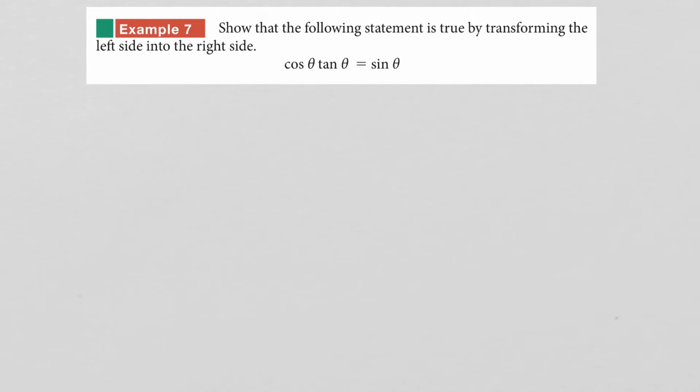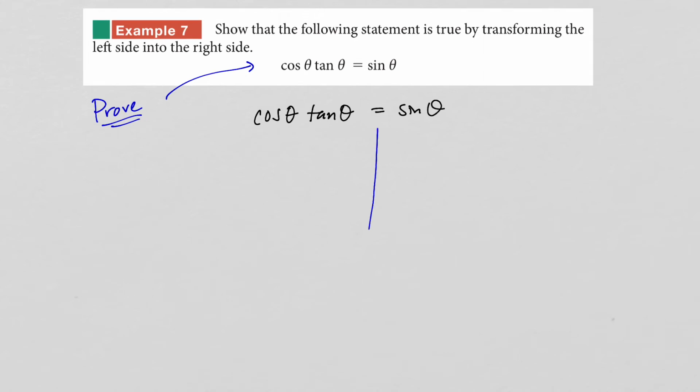All right, in the next example, we want to show that the following statement is true by transforming the left side into the right side. So oftentimes what you'll be asked to do is prove the following statement. Now, when you do a proof, we're going to write down what we want to prove, which is this statement. And then what I like to do, at least in the beginning, is draw a vertical line right below the equal sign. And then, using identities, I'm going to take the left-hand side and try to transform it into the right-hand side by using basic identities.